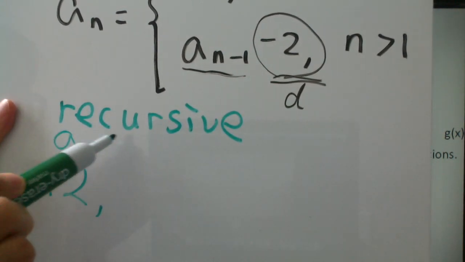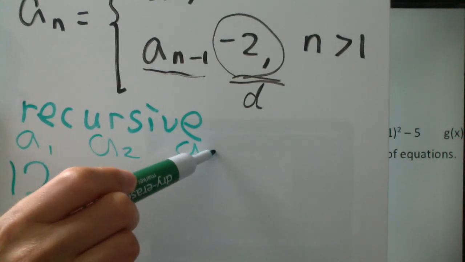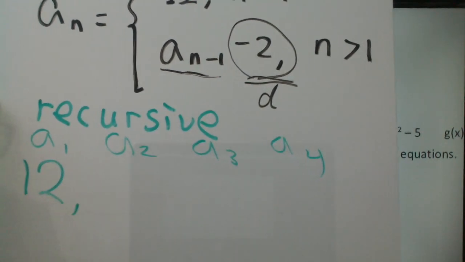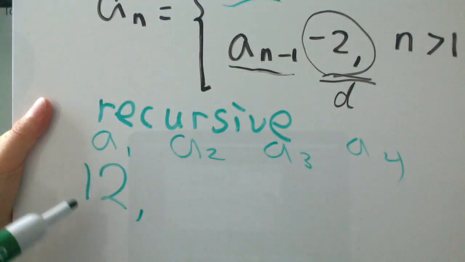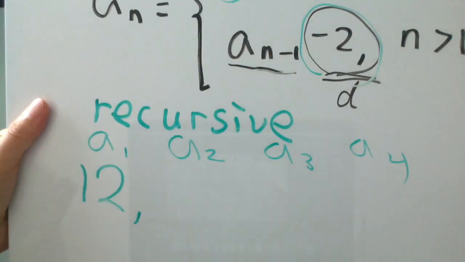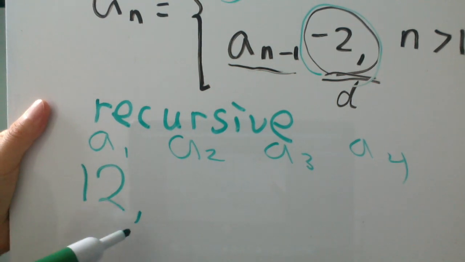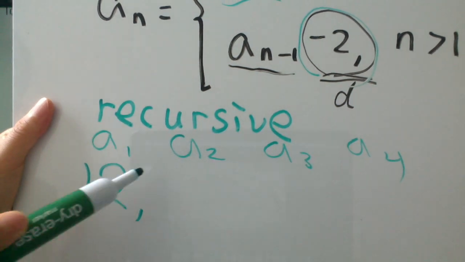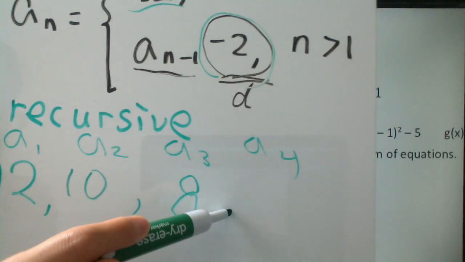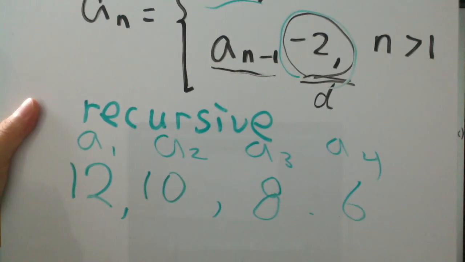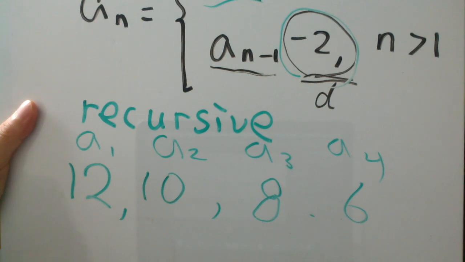It means you need to know A1, A2, A3, A4. And the question already gave you A1, 12. And this is the common difference, -2. So we'll deduct 2 every time. So the second term is 10, the third term is 8, the fourth term is 6. So the answer is 12, 10, 8, 6.